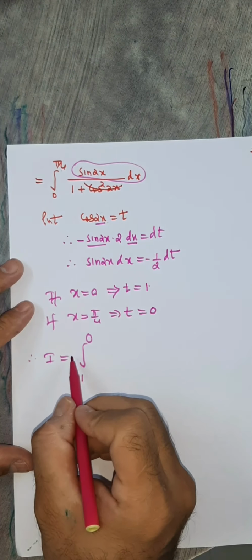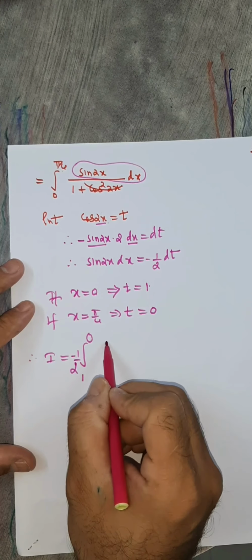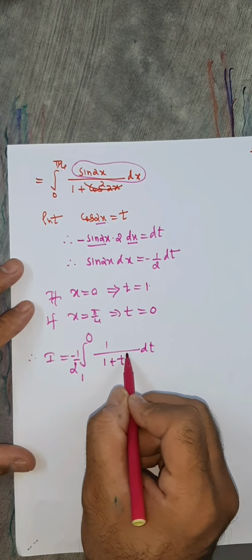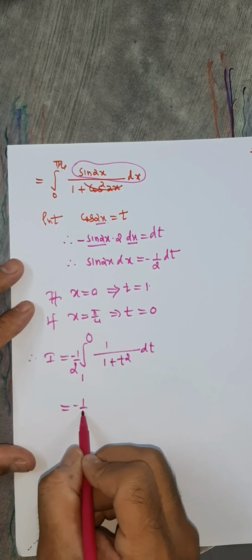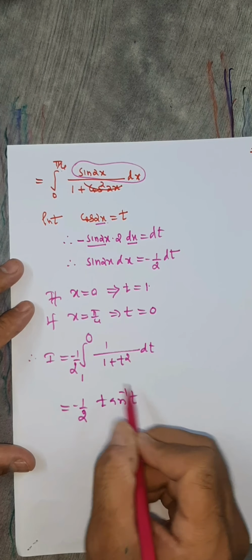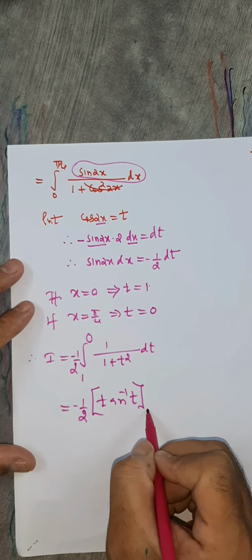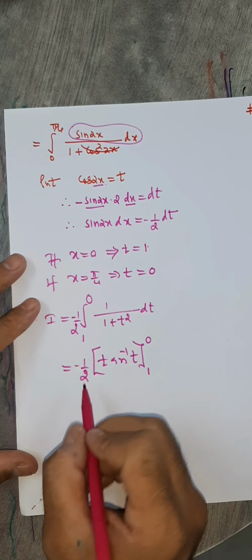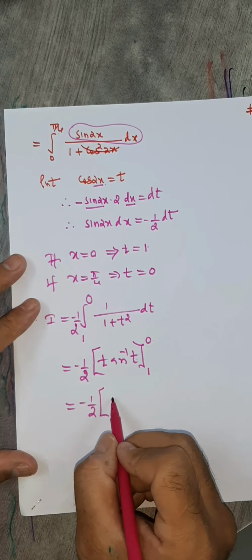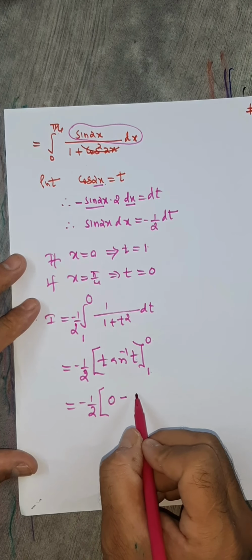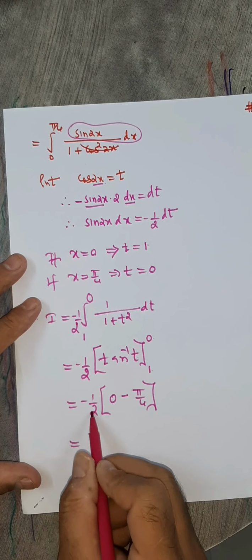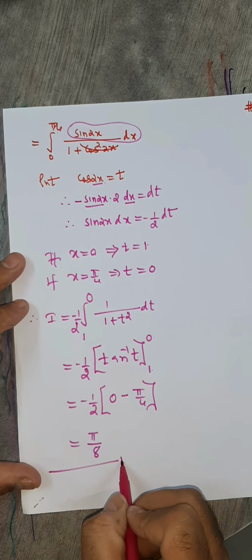This much is minus 1 by 2 dt. And this is t, so 1 plus t square. Minus 1 by 2 as it is. You know this is a standard form, tan inverse t. Limits are from where to where? 1 to 0. Minus 1 by 2 as it is. Tan inverse 0, which is 0, minus tan inverse 1, which is pi by 4. So the required integral is just pi by 8.